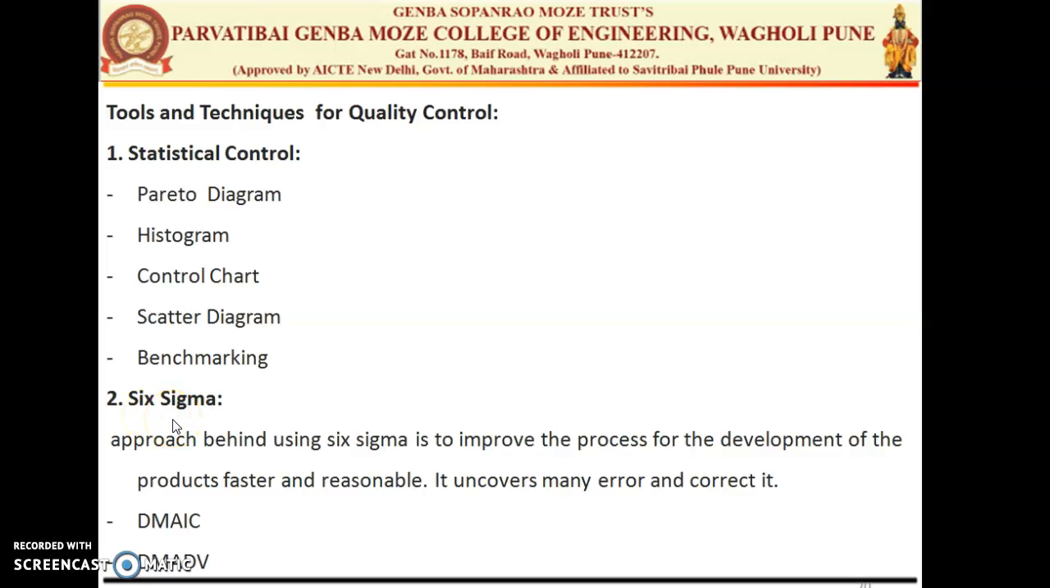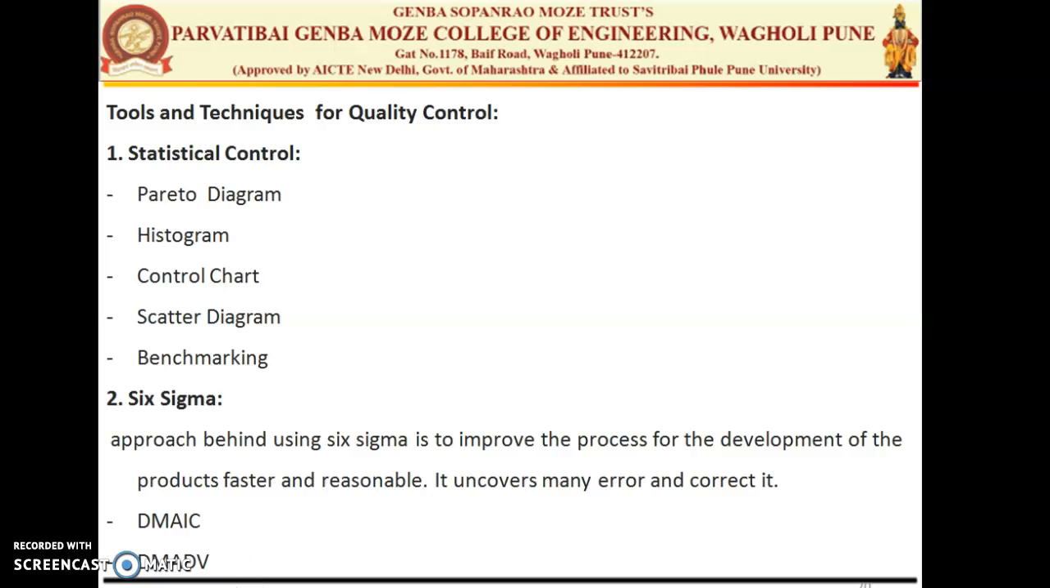We have two different sub-methodologies under Six Sigma. The first one is the DMAIC process, and the second one is DMADV. Here are listed DMAIC and DMADV. DMAIC stands for Define, Measure, Analyze, Improve and Control. DMADV stands for Define, Measure, Analyze, Design and Verify. So these are two different methodologies under Six Sigma, two different tools and techniques for quality control.